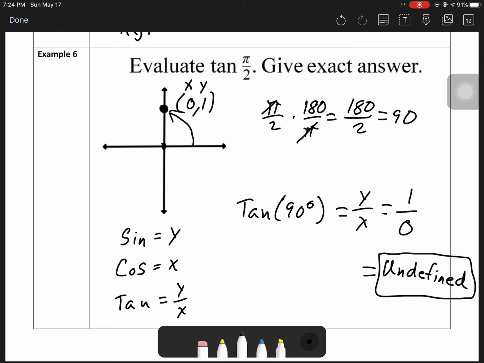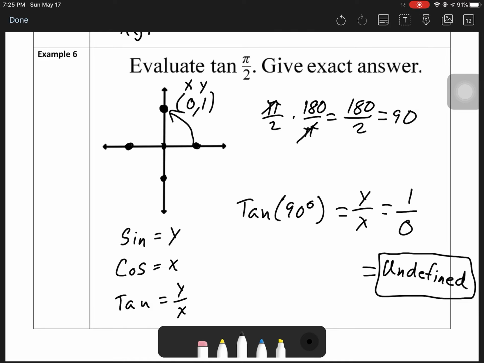Okay, so remember, if it falls on one of the quadrantals, one of these points here, the extensions of the x and y axis, then it's either going to be 1, 0, 0, 1, negative 1, 0, or 0, negative 1. And then you just think about y, x, and y over x for tangent.